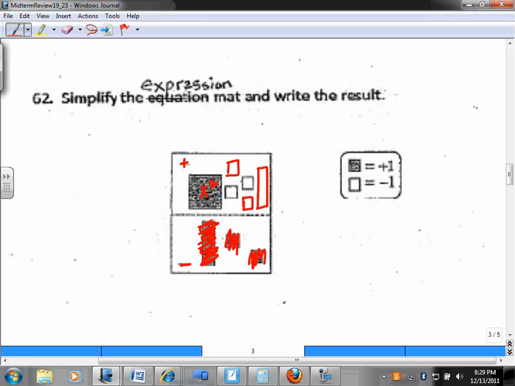Okay, what do we have left? We have x squared. And how many y tiles do we have? We have 1 of them, but it's negative, so it's minus y. And then we have 4 of the negative ones, so minus 4. Therefore, our expression is x squared minus y minus 4.